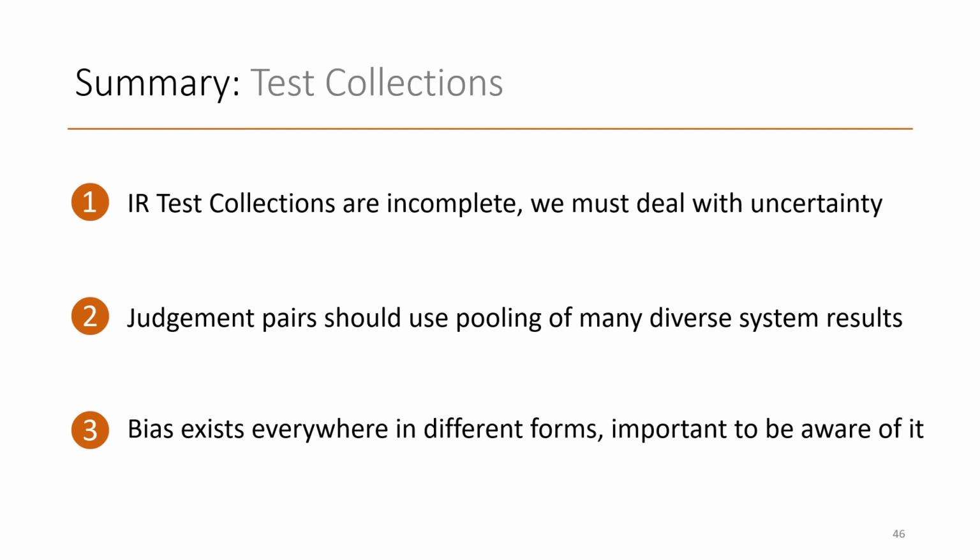To summarize this talk on test collections, I want you to take away that IR test collections are incomplete, and we must deal with the uncertainty that comes from that. Judgment pairs should use pooling of many diverse system results so that we might be able to reuse them. And finally, bias exists everywhere in different forms, and it's at least important to be aware of it, and even better to act according to this bias, so that it does not have negative effects on downstream applications.